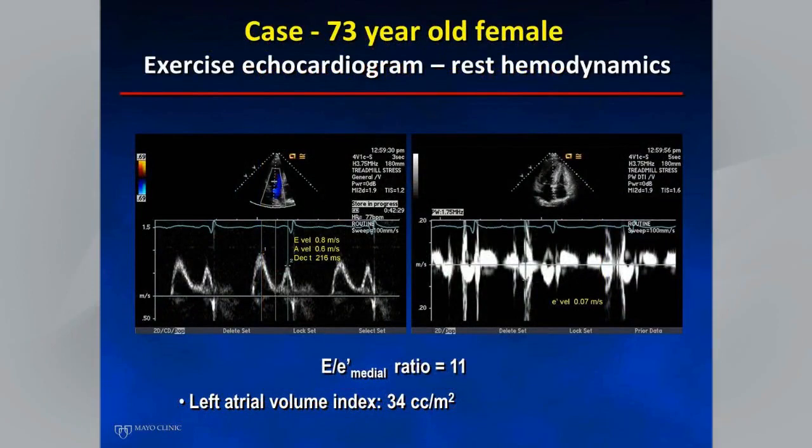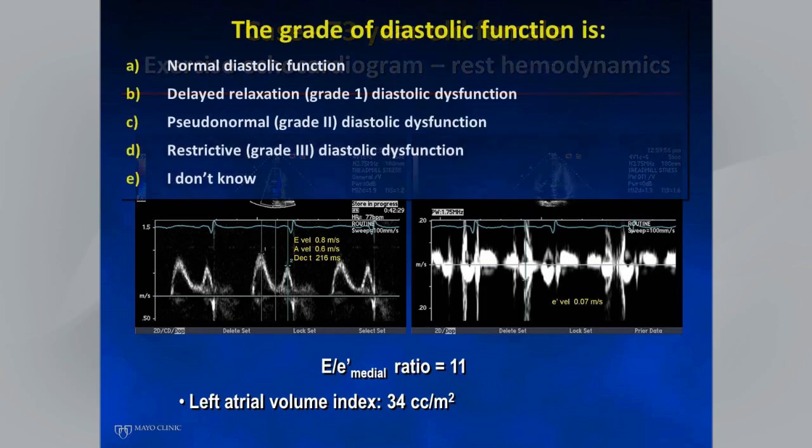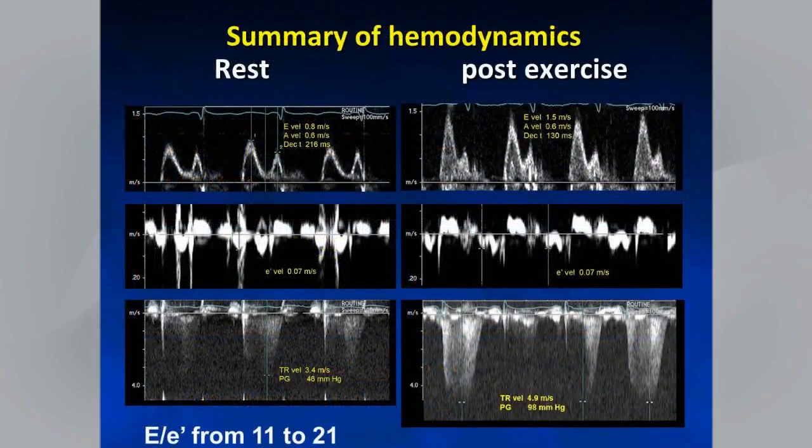Here are her hemodynamics at rest. The E to E prime ratio was 11, and the left atrial volume index was 34. So really kind of at the borderline. And I think that if you consider this and think of how you might answer this, how would you grade this patient's diastolic function? Is it normal, or is it delayed relaxation, pseudonormal, restrictive, or can't you tell? I think it's hard to say whether it's normal or pseudonormal with these data.